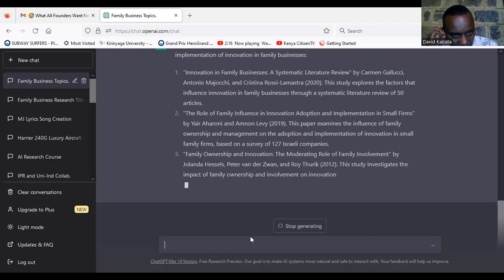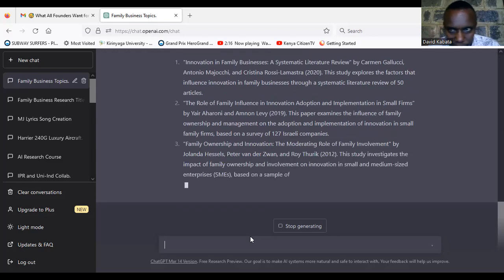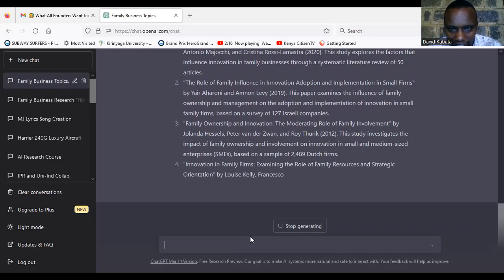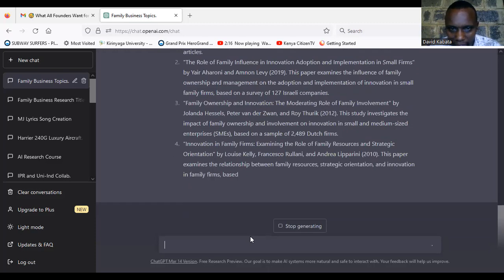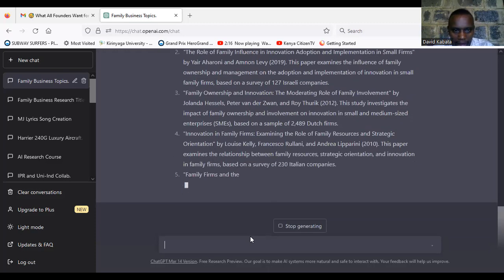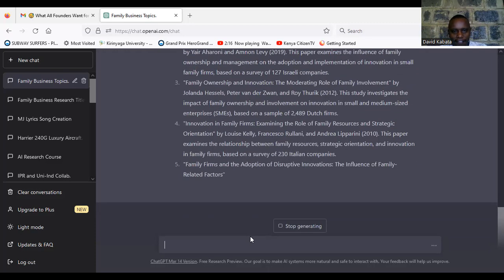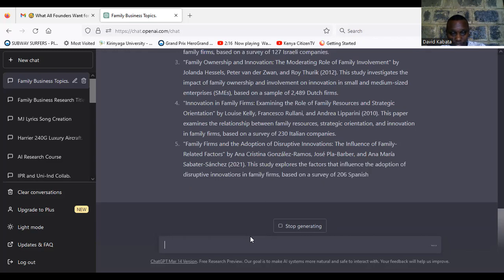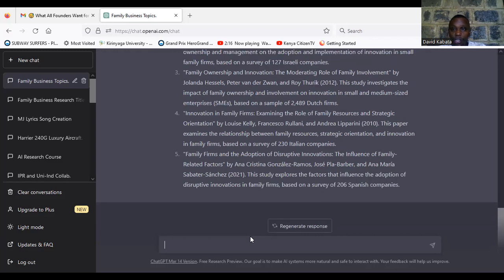We have that one. And we have another one, innovation in family farms, examining the role of family resources and strategic orientation. That one was written in 2010. So I have the literature, I have the papers, family farms and adoption of disruptive innovation. That one actually is very good. It's for 2021. So I have about 5 papers that I can actually think about. So the literature is there.